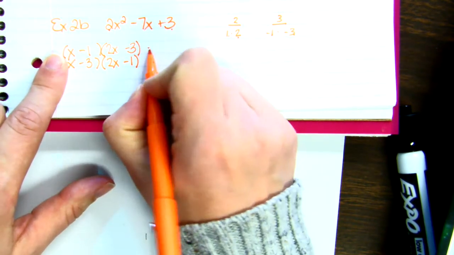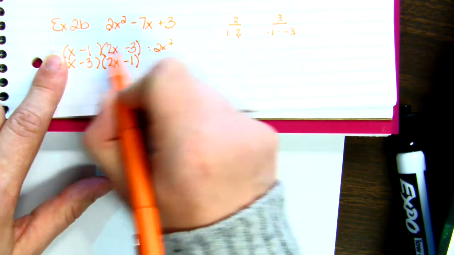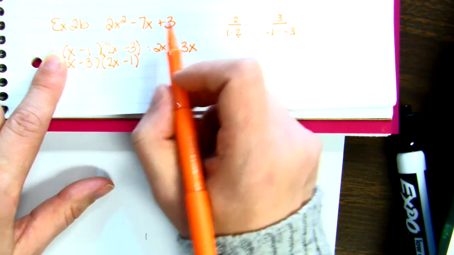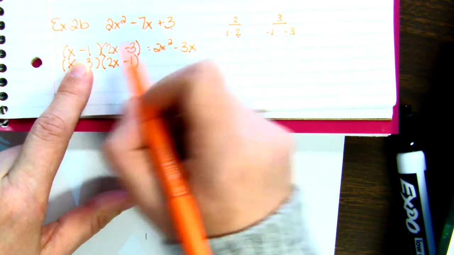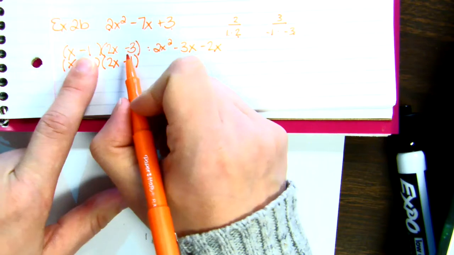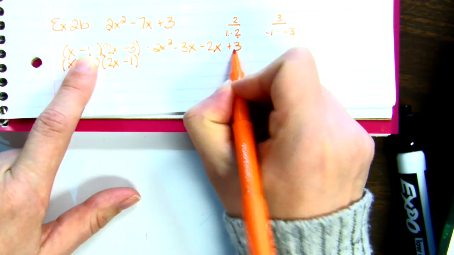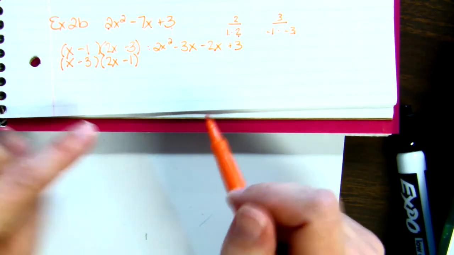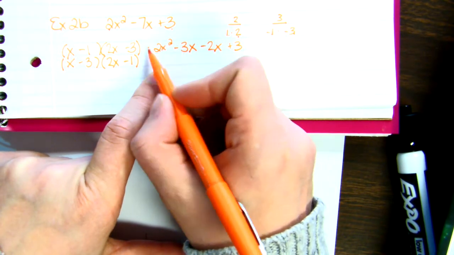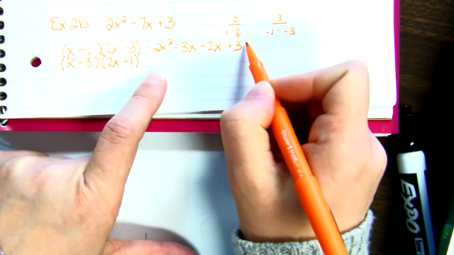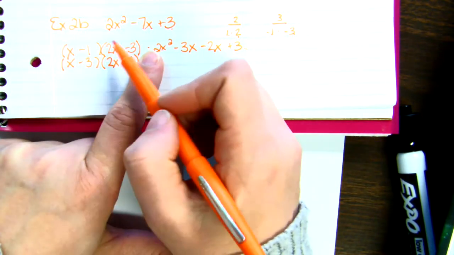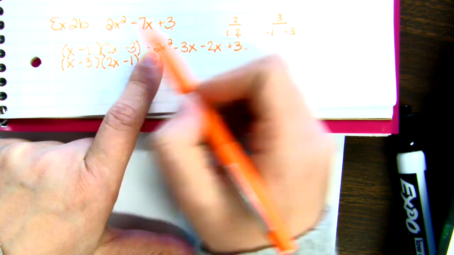So x times 2x is 2x squared. X times negative 3 is negative 3x, or I'm subtracting that 3x. I have a 1 and a 2x for my inside, so minus 2x, and then negative 1 and negative 3 make a positive 3. Something that I want you to notice, when you do these, you should always get your A and your C as your first term and your last term, because that's how you picked these numbers, was to make sure that you were getting a 2 and a 3.